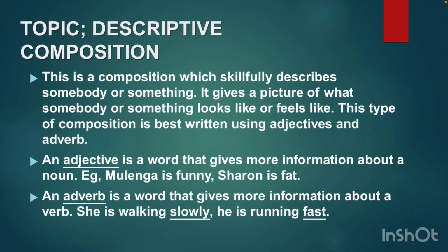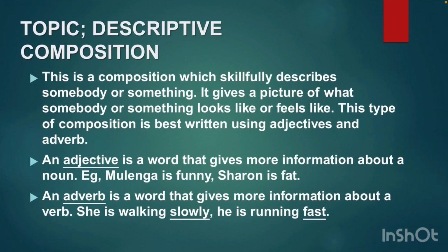This type of composition gives a picture of what somebody or something looks like or feels like. It is best written using adjectives and adverbs. So we have to know the meaning of adjectives and adverbs, because these are the two kinds of words most used when writing a descriptive composition.